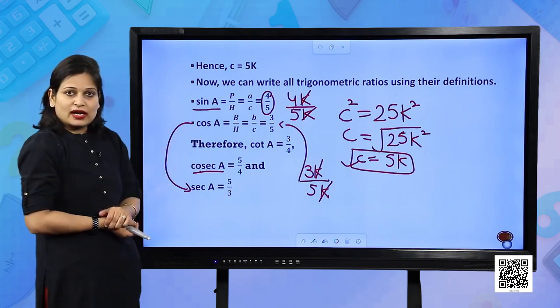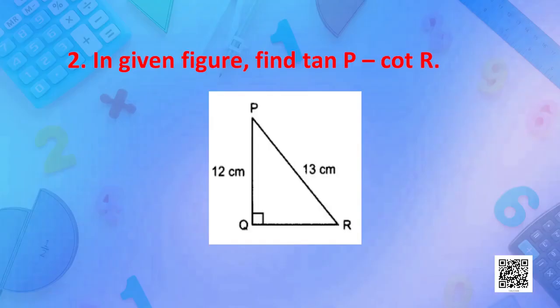Now let us understand another example in which we are given a right angle triangle PQR and we need to find out the value of tan P minus cot R.